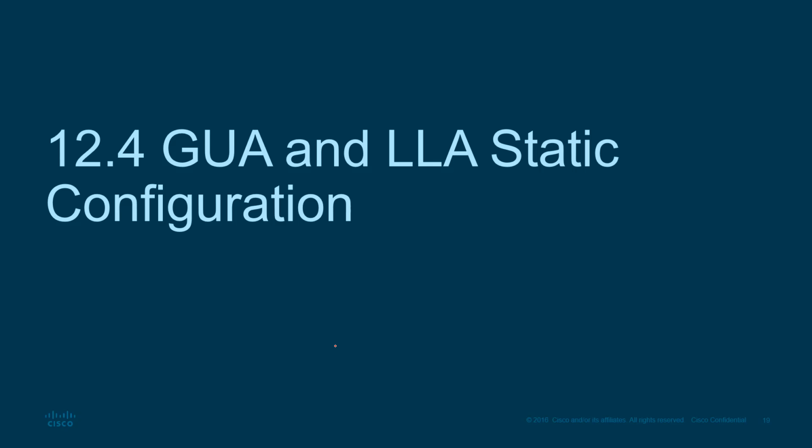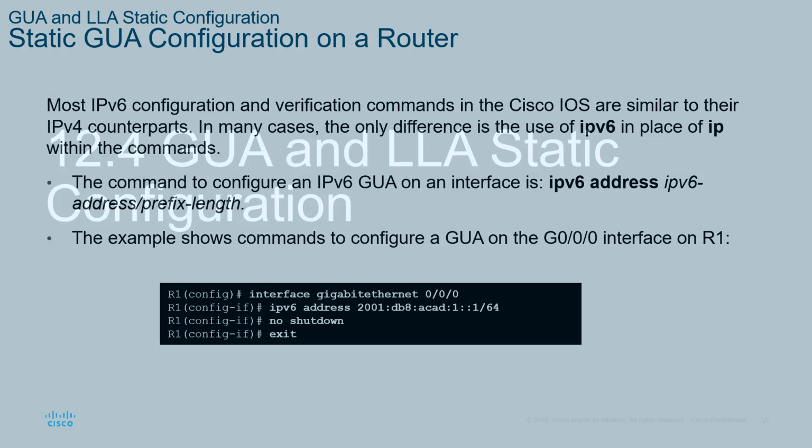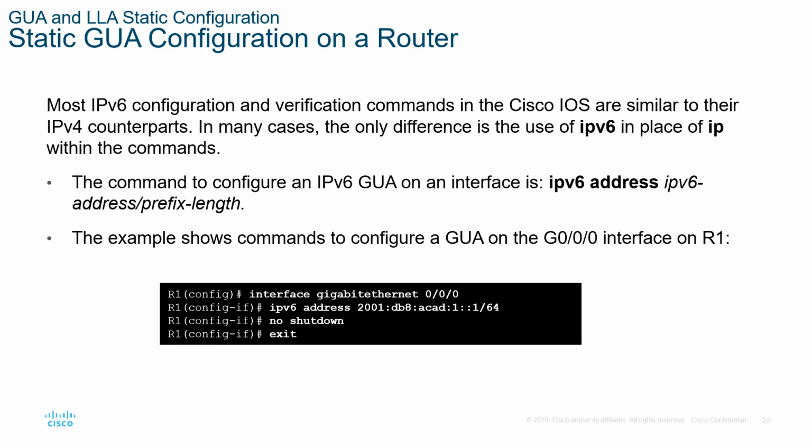Next section is about how we configure both global unicast addresses and link local static addresses. What you end up having to do is navigate to an interface, and just like you would with an IPv4 address, you type ipv6 address, give it the address, but you'll notice this is going to be in / notation. And then of course you turn it on. The assumption is you've already enabled IPv6 global unicast addressing on the router or on the device itself. So you have to make sure that IPv6 is already on.